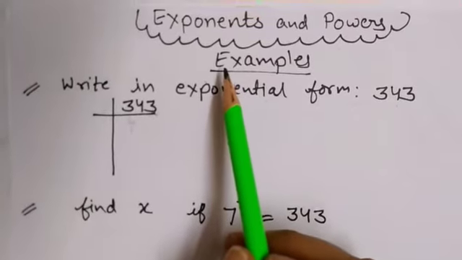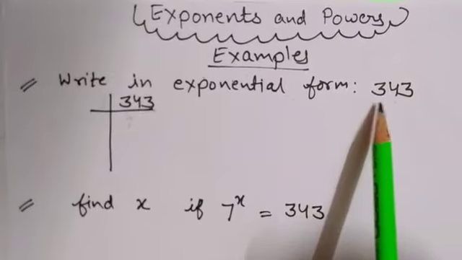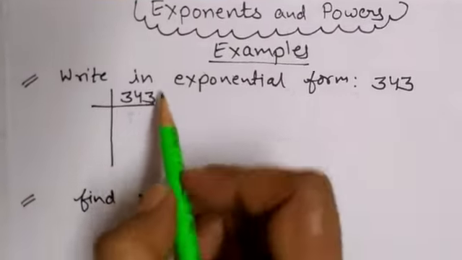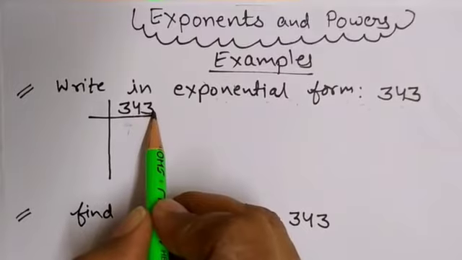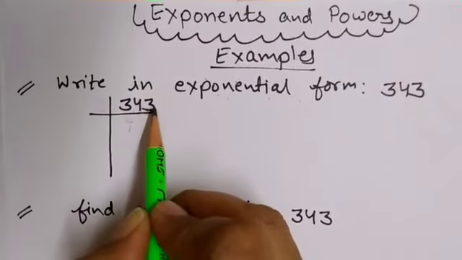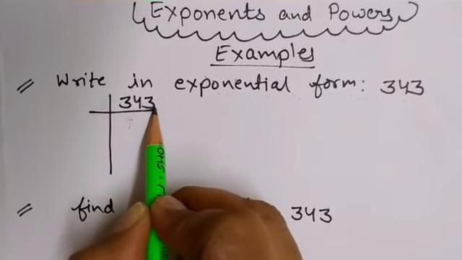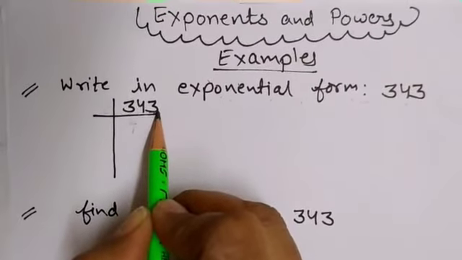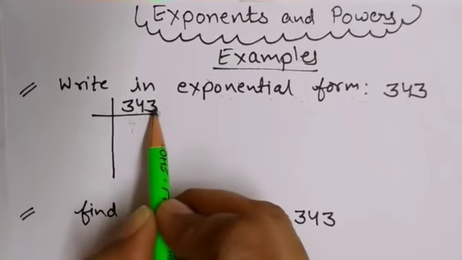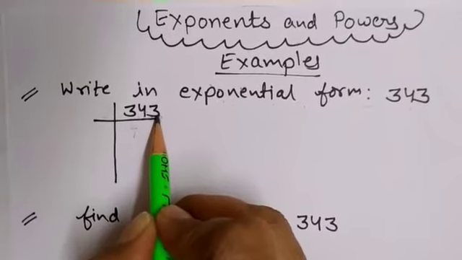Now we start some examples of exponents and powers. Write 343 in exponential form. We start with prime factors. The last digit is 3, so it is not divisible by 2. The next prime number is 3. 3 plus 4 plus 3 is 10. The sum of digits is 10, which is not divisible by 3, so it is not divisible by 3. The last digit is 3, so it is also not divisible by 5.